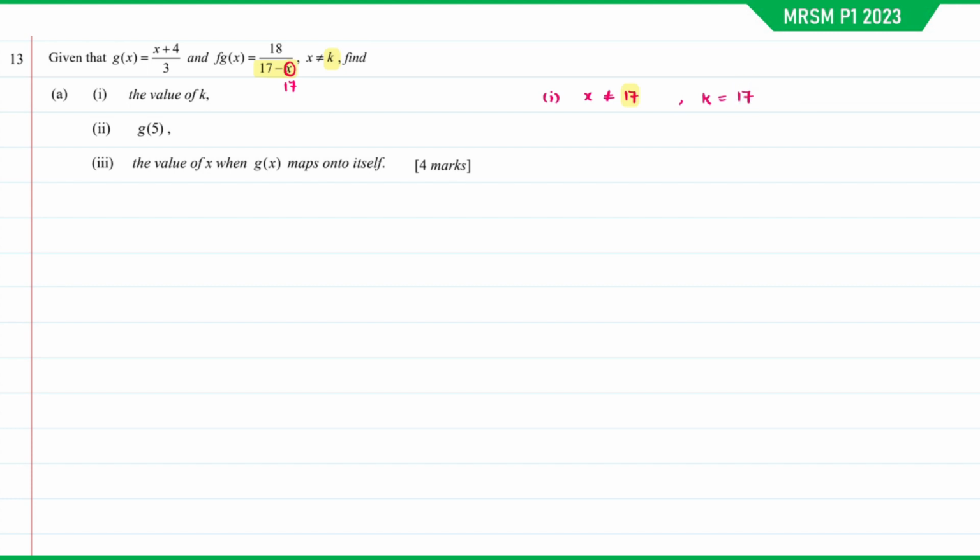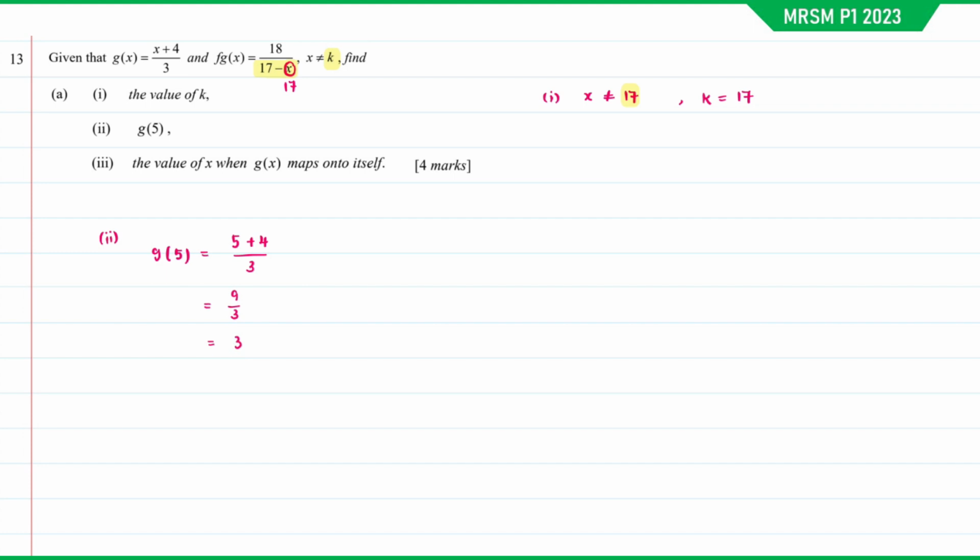Number 2, g(5). Here number 5 is the input. So it will equal to (5 + 4) divided by 3. So this is 9 over 3. So the answer is 3.